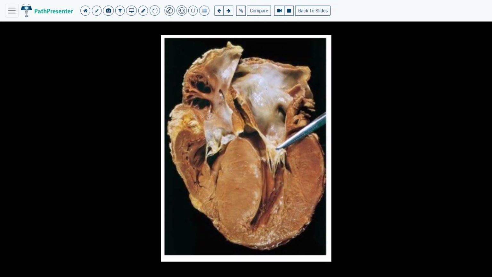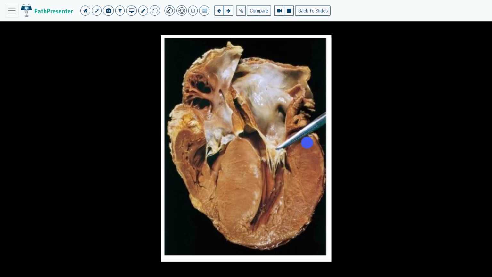Case 3 is hypertrophic cardiomyopathy. Let's orient ourselves. This right here is the right atrium. This is the right ventricle. This is the left atrium. And this is the left ventricle.